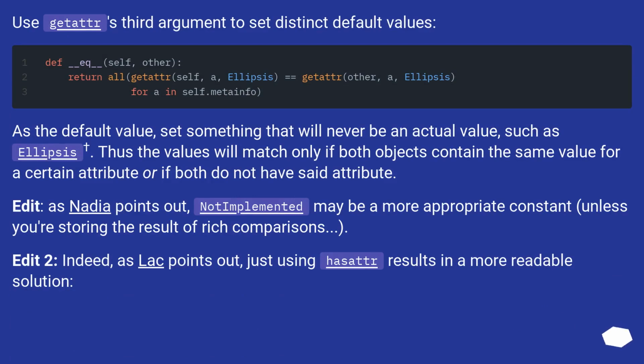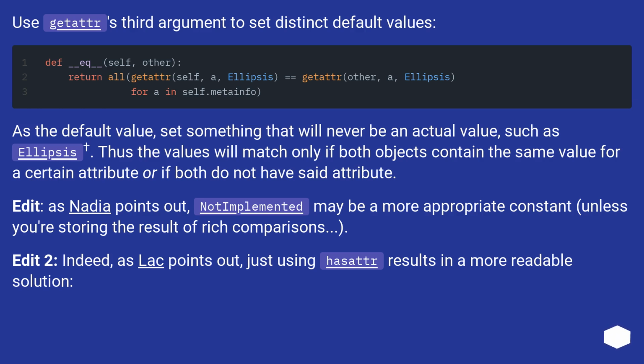Use getattr's third argument to set distinct default values. As the default value, set something that will never be an actual value, such as Ellipsis. Thus the values will match only if both objects contain the same value for a certain attribute, or if both do not have said attribute.